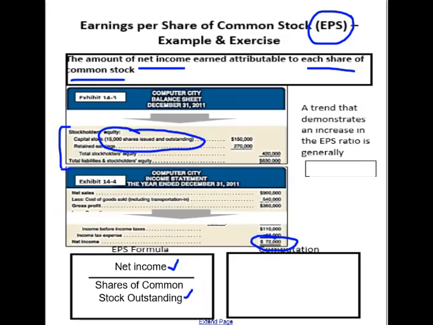It's now a simple matter of doing the calculation. I take my net income, which is equal to that $72,000. I divide it by the 15,000 shares, and in this case I come up to an earnings per share balance of $4.80.